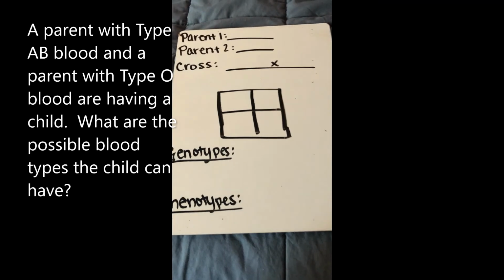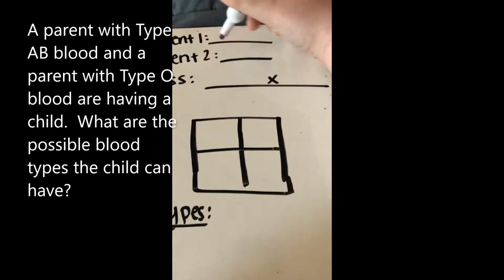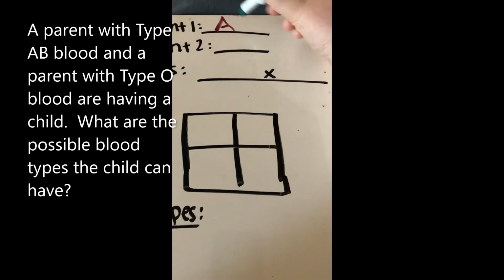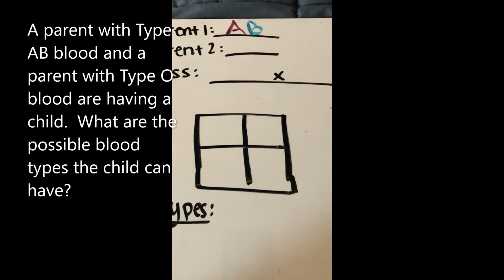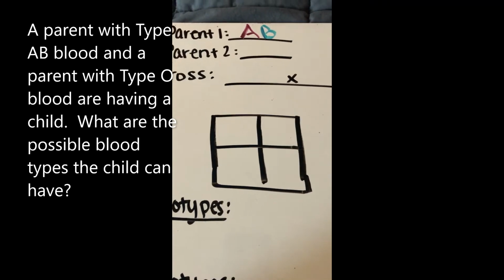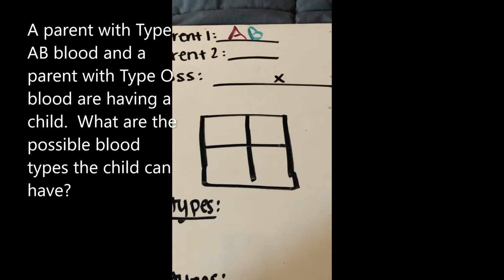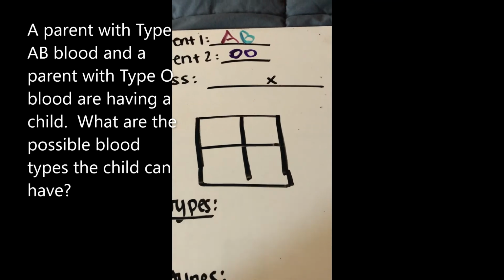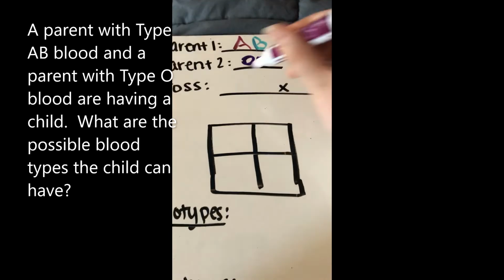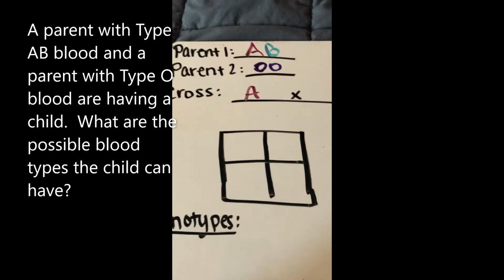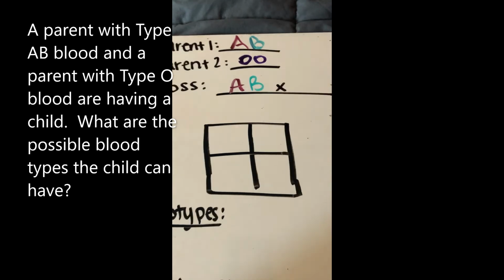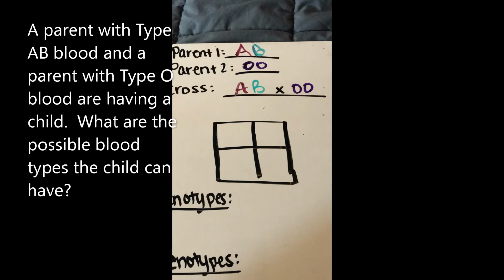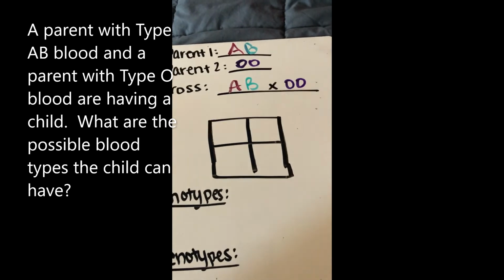So for our parent with AB blood, we know that the genotype is going to be AB. And for the parent with type O blood, we also know that because it's a recessive allele, they have to have two O's. So we are crossing AB with OO. Now we just have to follow our steps for our Punnett squares.